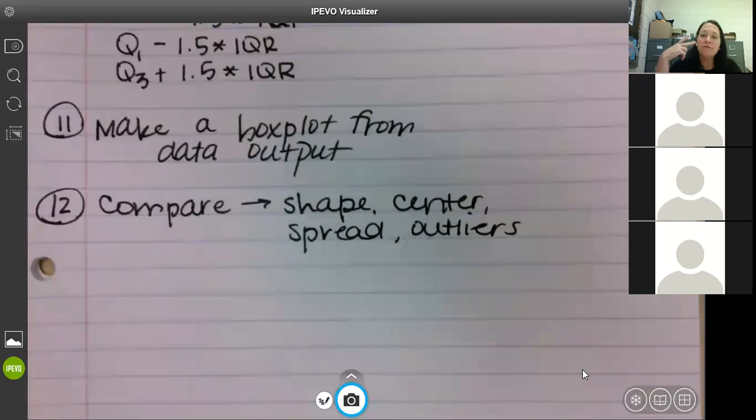And then if it's comparing 2 sets of data, like male to female, remember you want to compare them separately. So you want to say the male shape is, the male center is, the male spread is, the outliers are. Or if you want to do it all together, you can say the male shape is normal compared to the female shape is skewed. The male center at 35 is higher than the female center at 26. So you can do it all at one time. Just make sure you compare them singularly and together. And you can do that all at one time, or you can do it separate. So singularly and together.